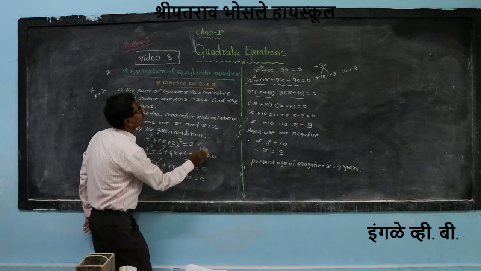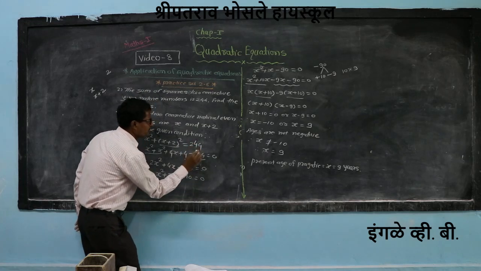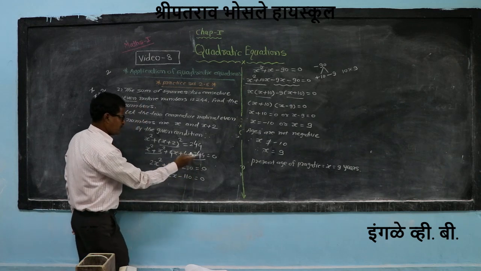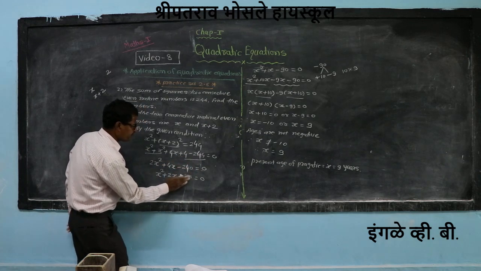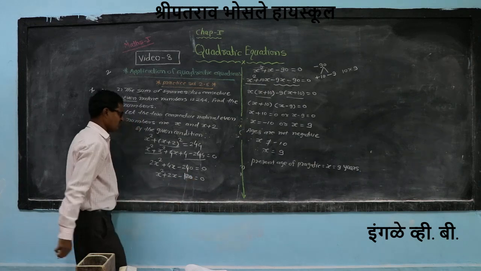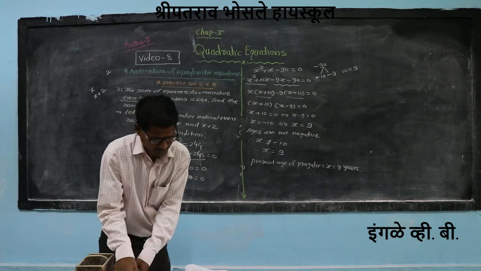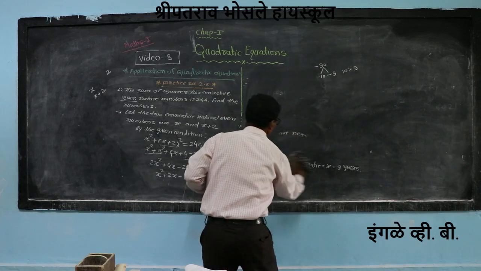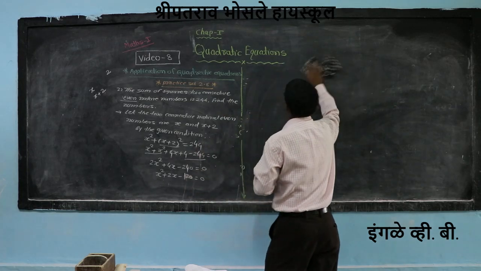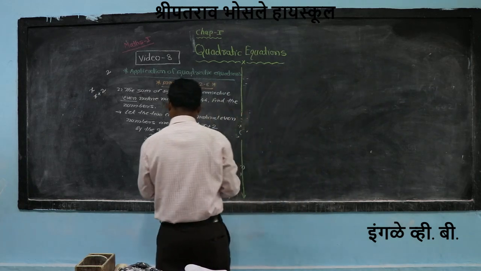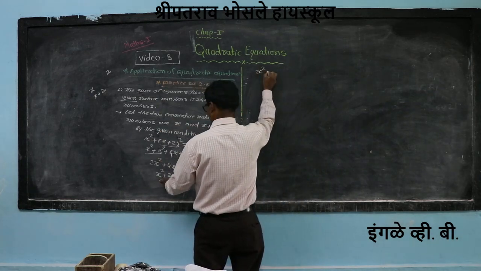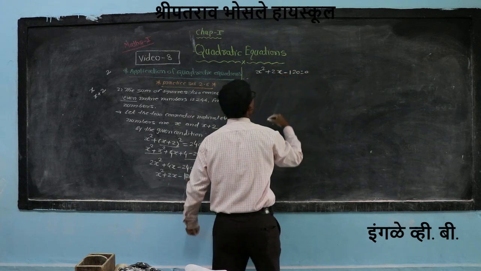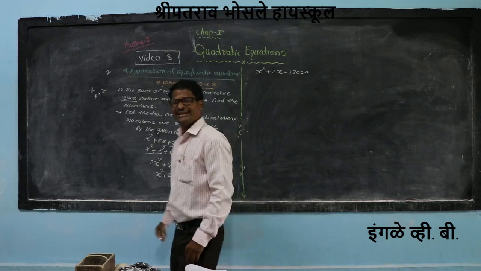Sorry, here it is 244 minus 4 which is 240, and dividing by 2 gives 120. So x square plus 2x minus 120 is equal to 0. We get this quadratic equation.